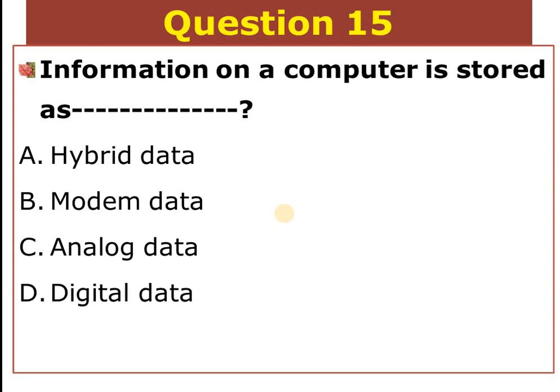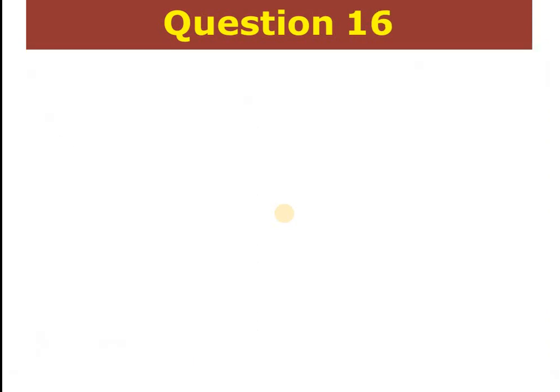Question number 15. Information on a computer is stored as blank. A. Hybrid. B. Modem data. C. Analog data. D. Digital data. Choice D is the answer. That is digital data.